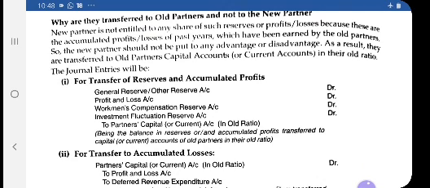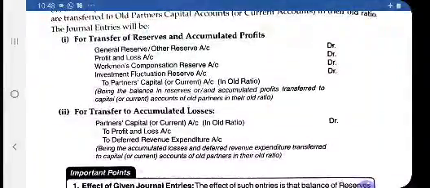See, this is the entry you will pass, and you can pass a compound entry if there is more than one item relating to reserves appearing on the liability side of the balance sheet. And in case of losses like profit and loss account or deferred revenue expenditure, you will debit the old partners' capital accounts and credit the losses, that is, the profit and loss account and deferred revenue expenditure account. This means losses will reduce the capital of the partners, and profits and reserves will increase the capital of the old partners.